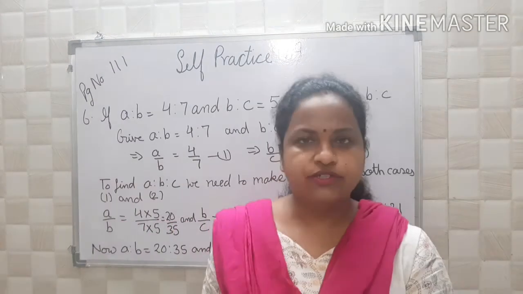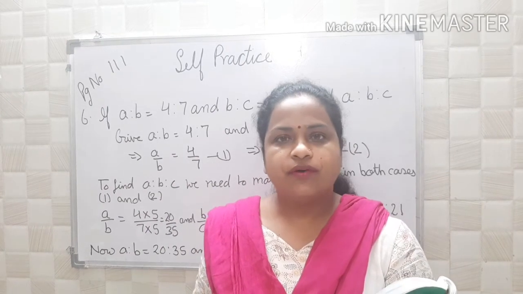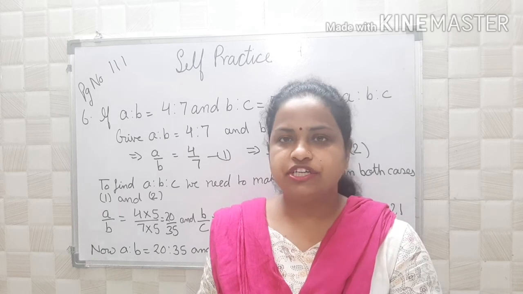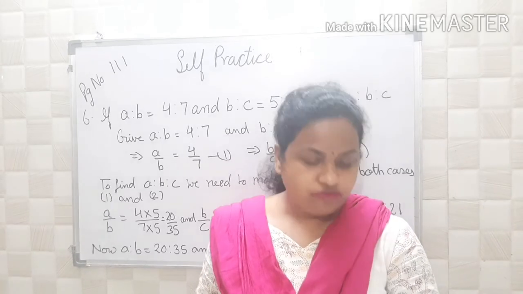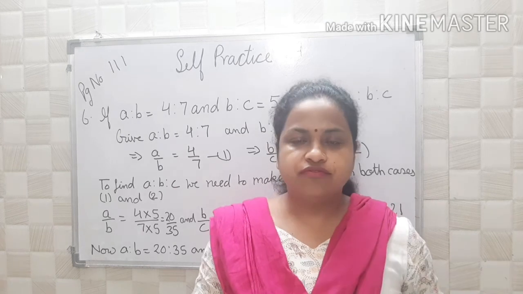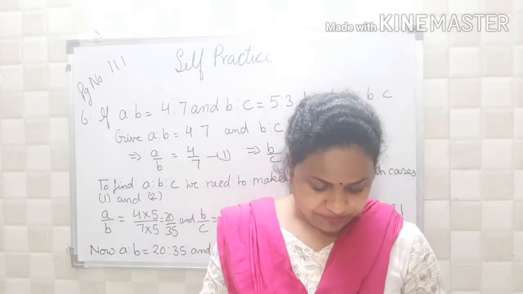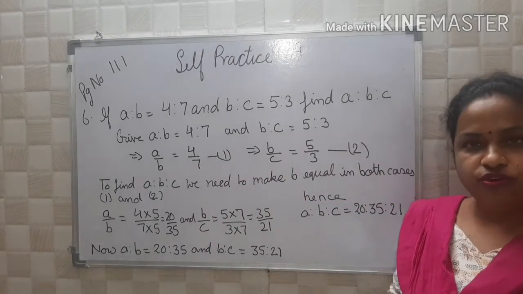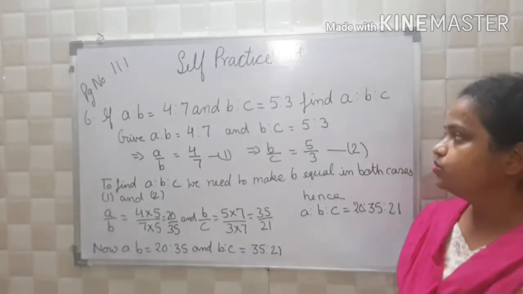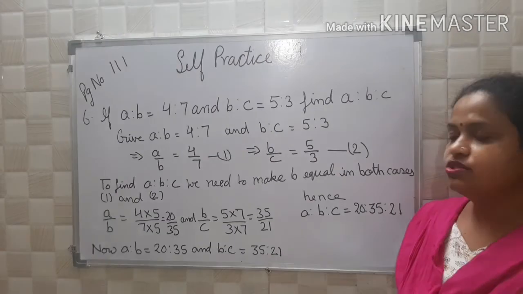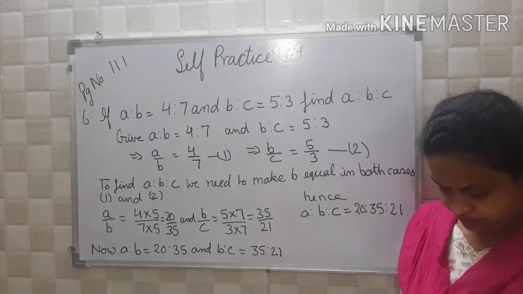Hello, good morning students. We have already done self practice 7a up to question number 5. Now we are going to continue from question number 6. To see what is there in question number 6: If A is to B is equal to 4 is to 7 and B is to C is equal to 5 is to 3, find A is to B is to C.